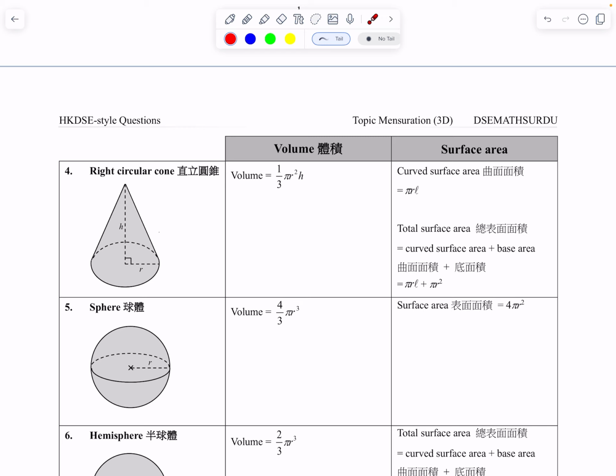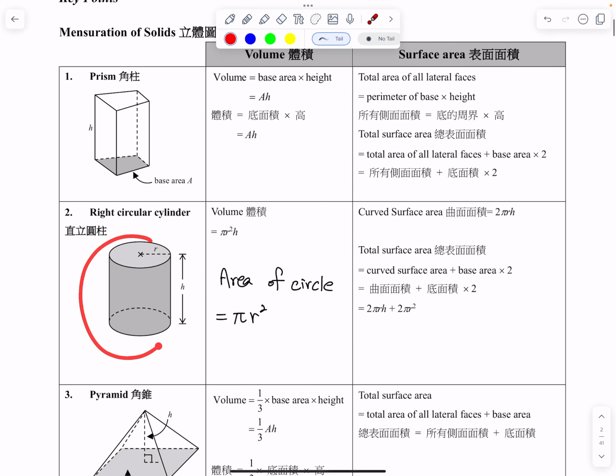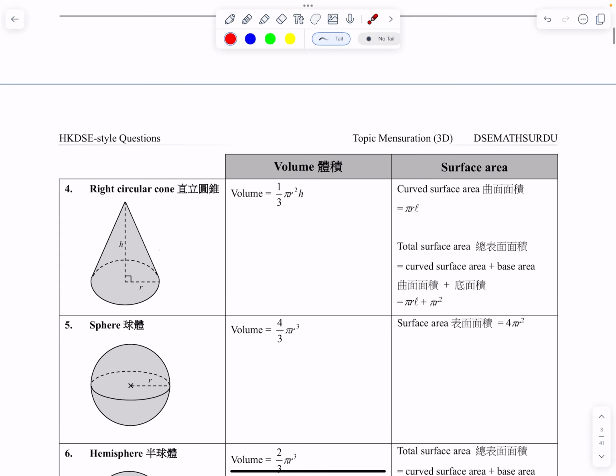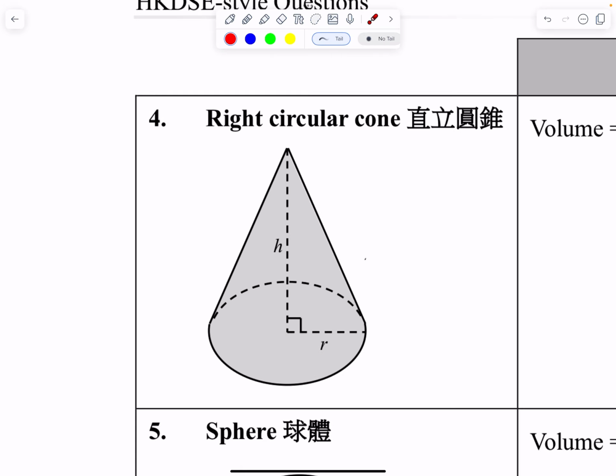Next one, right circular cone. Is it pointy? So you'll have a 1/3. Then what shape is it at the bottom? Pi r squared, circle, and then times height. So base area times height, and the 1/3. And then this is very important, all right? Curved surface area. Now, curved surface area here, because it is curved, of course, is not really the same as the cylinder. It's a little bit different. So you will here have pi r L. What is L? L is the slant height, this one.